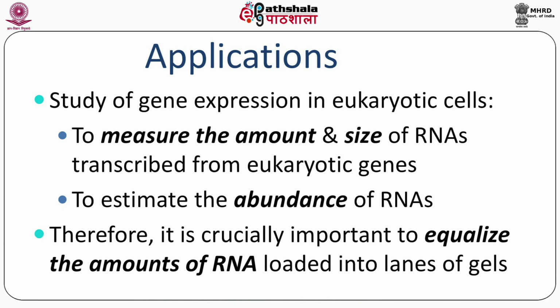So, the application of this is to study the expression of genes in eukaryotic cells, because northern blot has to do with RNA, and RNA has to do with transcription, and transcription has to do with gene expression, right. So, that is the correlation. It is used to measure the amount and the size of the RNA transcribed from eukaryotic genes and to estimate the abundance of the RNA, and therefore it is critically important to equalize the amount of RNA loaded into the gel.